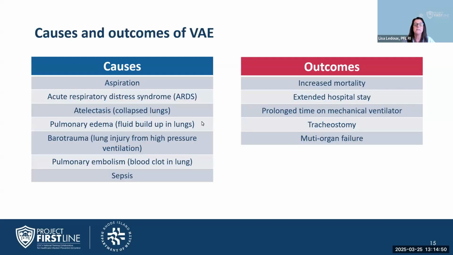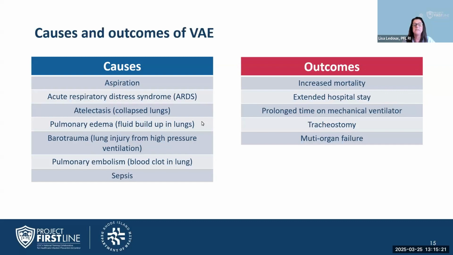And here are some common causes and outcomes of VAEs. And some of the causes, as I've mentioned a few earlier, it could be caused by aspiration of secretions from stomach content into the lungs, from ARDS or lung injury, atelectasis, pulmonary edema, barotrauma, which is lung injury from high pressure ventilation, pulmonary embolism, or sepsis. In the outcomes, you could have increased mortality.